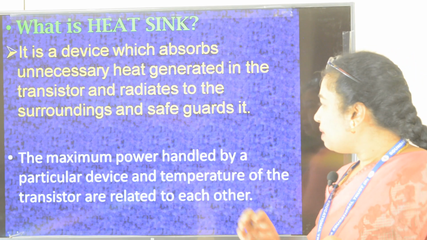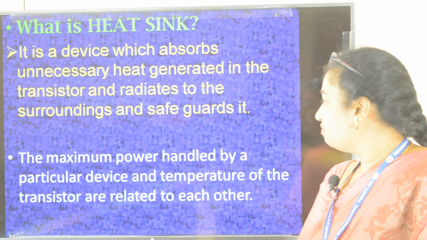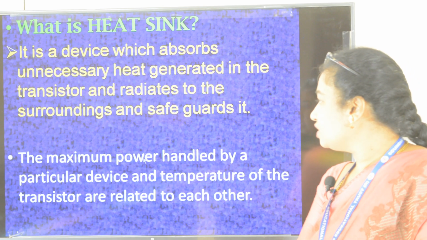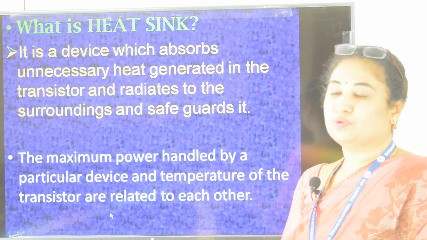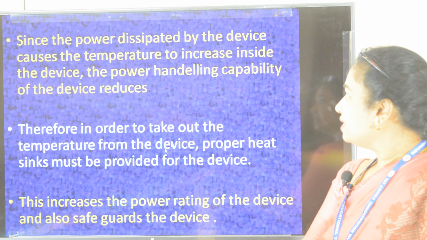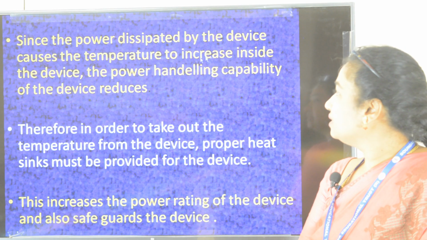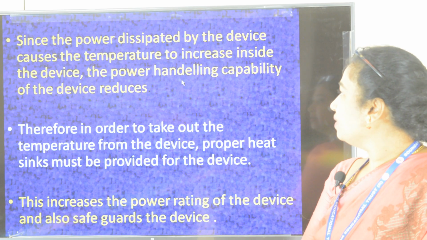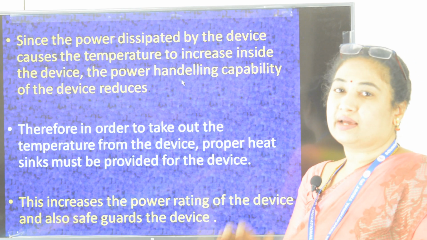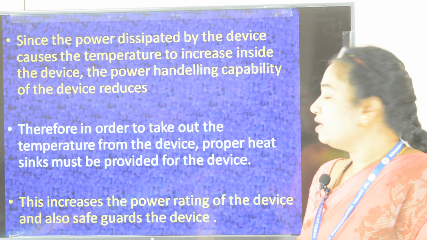The maximum power handled by a particular device and the temperature of the transistor are related to each other. Since the power dissipated by the device causes the temperature to increase, the power handling ability of the device goes on decreasing.